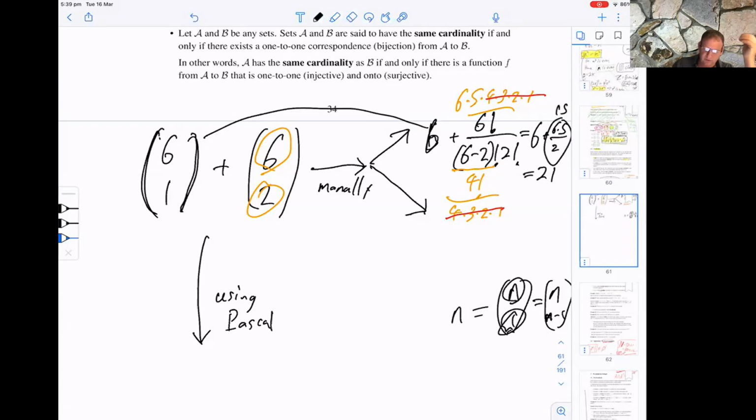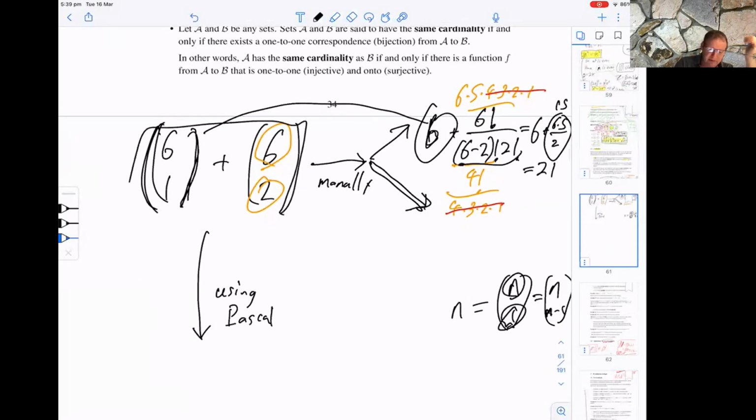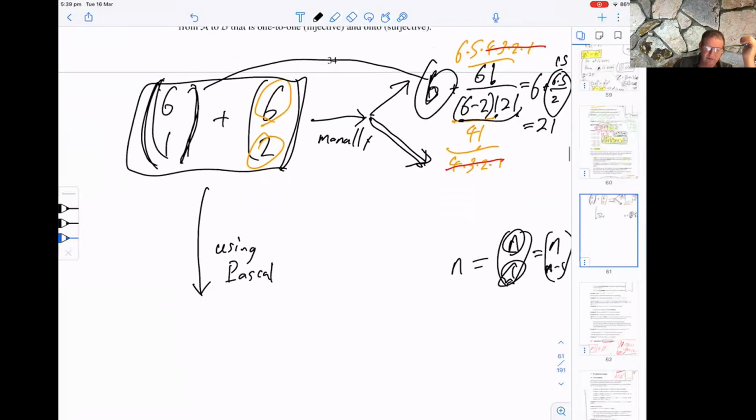All right, so that was one way of doing it. Another way: instead of this 6, just do 6 over 1 and use the formula, and you'll see that it's 6. But now, how do we do this using Pascal?